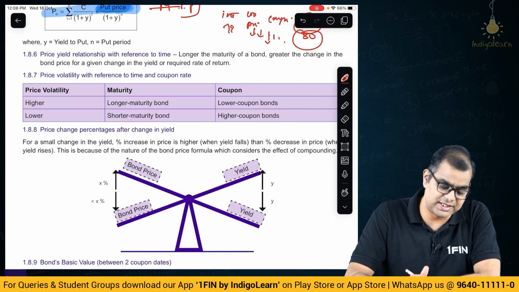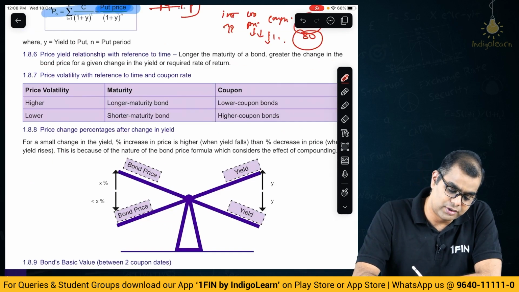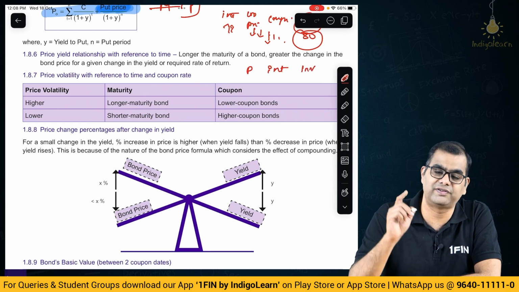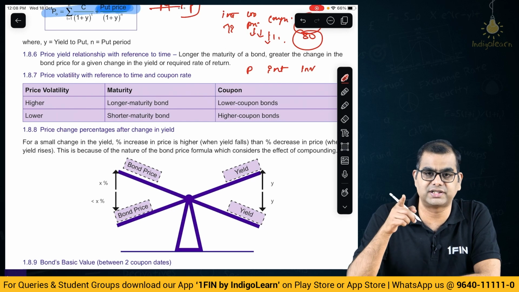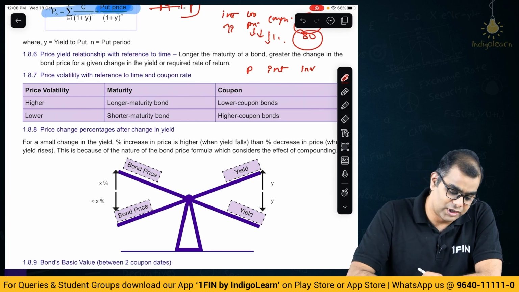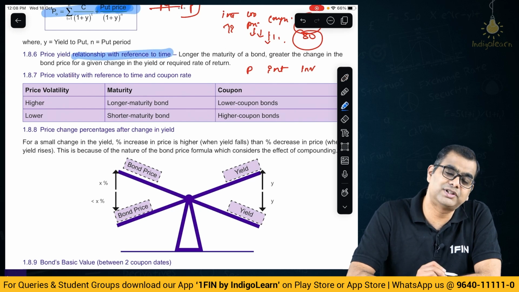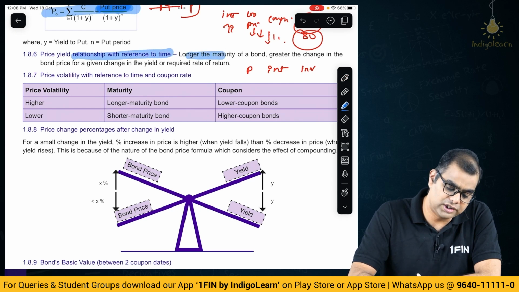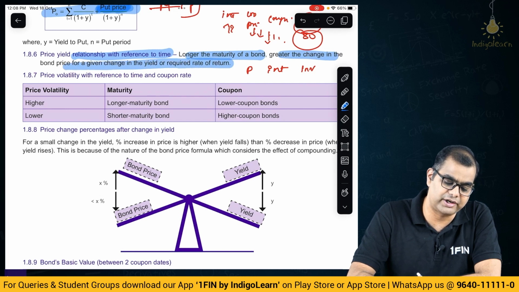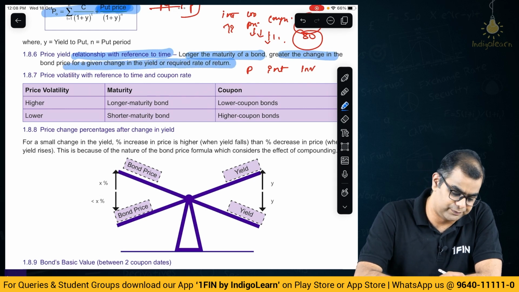Now, we have understood the previous aspect which we discussed, which is price and interest rate. The relationship is inverse. If interest rates increase, price decreases. If interest rates decrease, price increases. However, please note one more thing. What is the relationship with respect to time? The longer the maturity of the bond, the greater the change in bond price for a given change in yield or required rate of return.